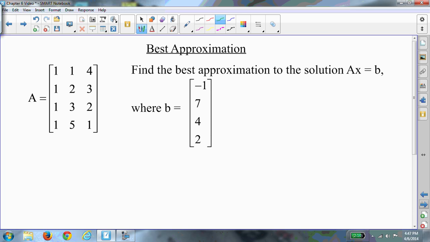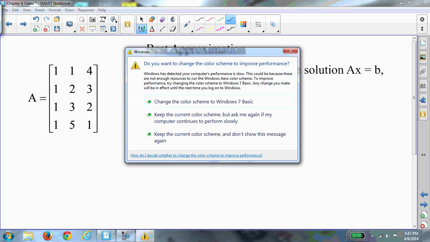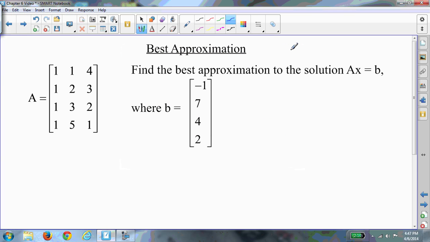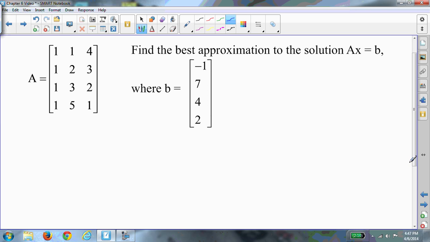Alright, now we had 2 more sections in chapter 6. One was on best approximation. So I have here a column space being defined by matrix A. I have B representing a column vector, but if I were to try to row reduce this, I would actually have no solution. So what we're going to do is find the best approximation of B defined by the column space of A. And this uses what we call the normal equations.